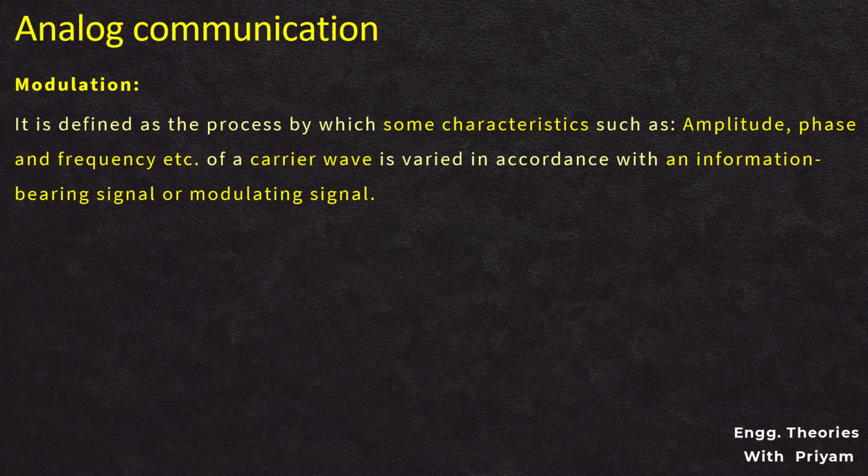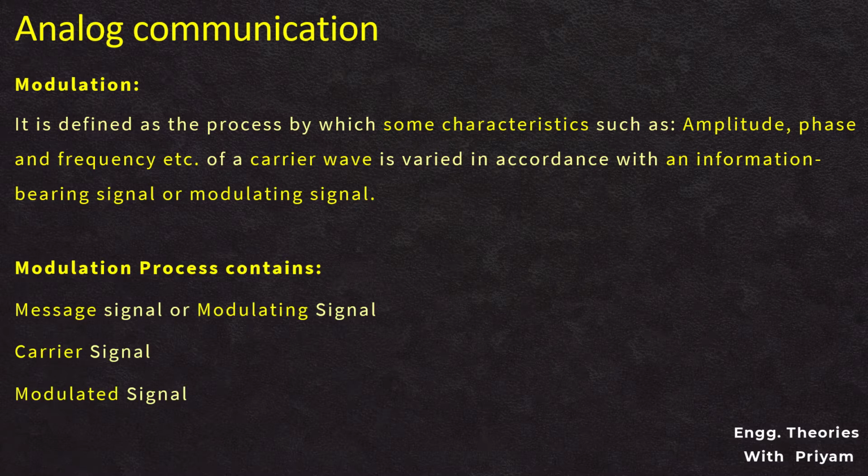Modulation is defined as the process by which some characteristics such as amplitude, phase, and frequency of a carrier signal is varied in accordance with an information varying signal or message signal. Modulation process contains message signal or modulating signal, carrier signal, and modulated signal. Modulation in the analog communication.